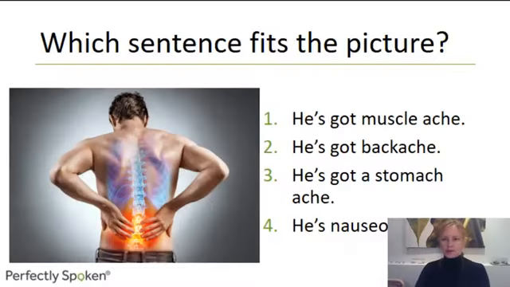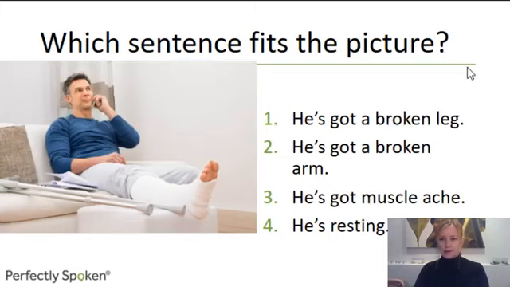Okay. All right, going back to, so we said this was number 2. So now, next one. Which sentence fits the picture? He's got a broken leg, he's got a broken arm, he's got muscle ache, and he's resting. Yes, I agree with you. He's got a broken leg.